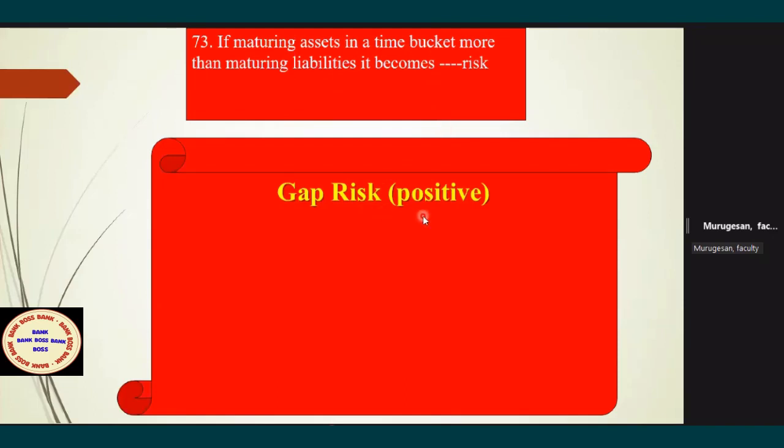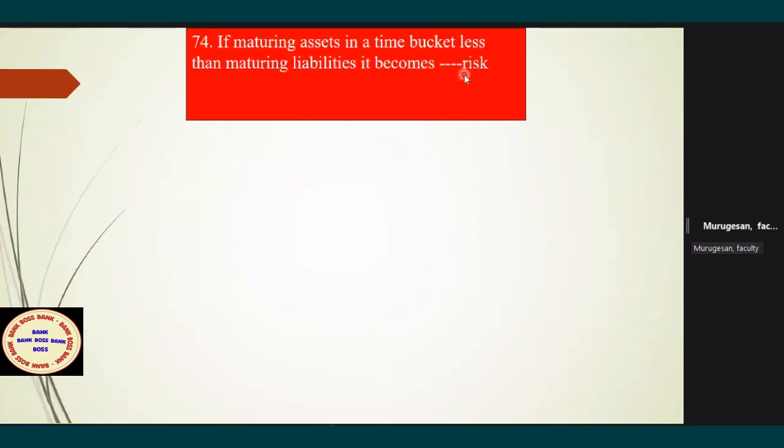It is a positive gap. Positive gap means we have money in our hands in that bucket. Sometimes it will be negative. What is negative? Maturing assets in a time bucket, say the 1 year bucket, are less than maturing liabilities, so the outflow of funds during that bucket becomes more. Then it is again gap risk only, but it becomes a negative gap risk.